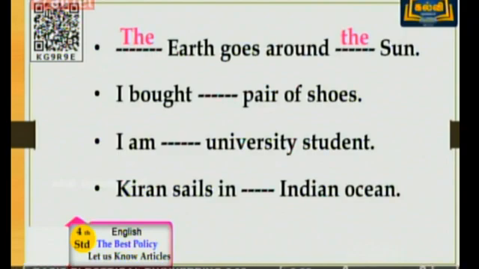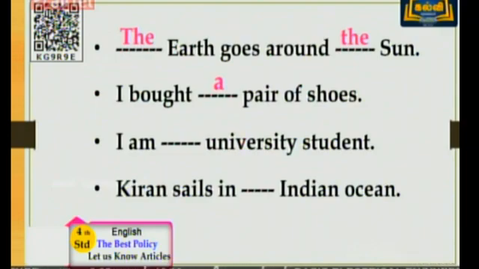Right. Coming to the next sentence. I bought dash pair of shoes. Check your answers. Yes, you're right. I bought a pair of shoes. So you see the word pair, P-A-I-R. See the sound of the letter P. The sound is P. It doesn't come under A, E, I, O and U. So the article used there is a.